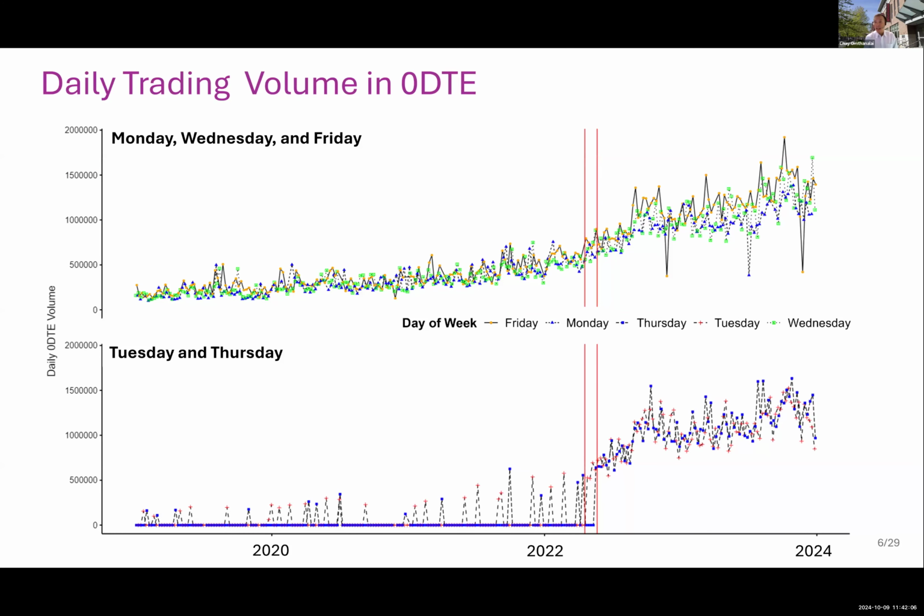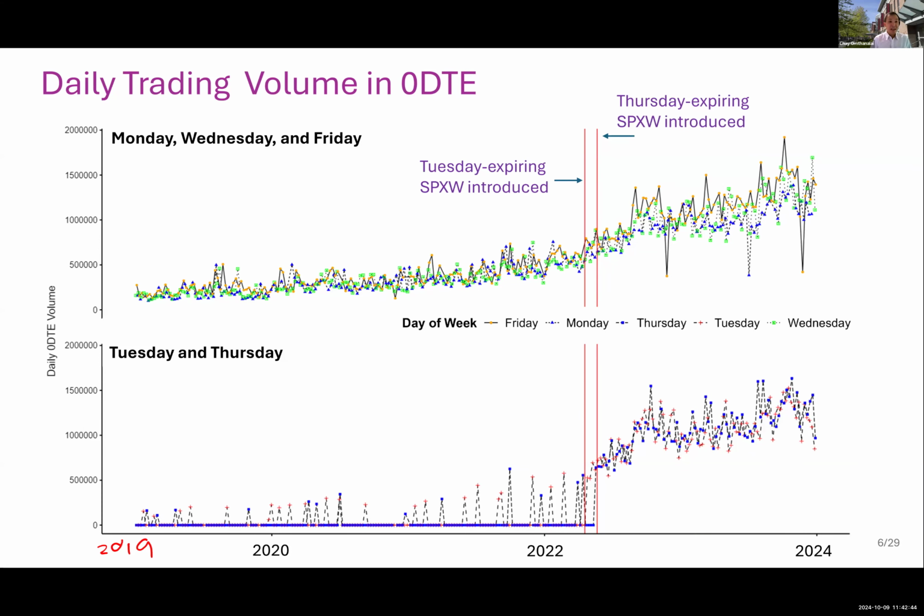This is the daily trading volume in 0 DTE, from 2019, which is when it starts here, to the end of 2023. We're showing the top graph for Monday, Wednesday, Friday, and the bottom graph for Tuesday and Thursday. This is the total number of daily contracts traded. What we see at the first vertical red line is when the Tuesday expiring SPXW contracts get introduced, followed immediately by the Thursday expiration contract.